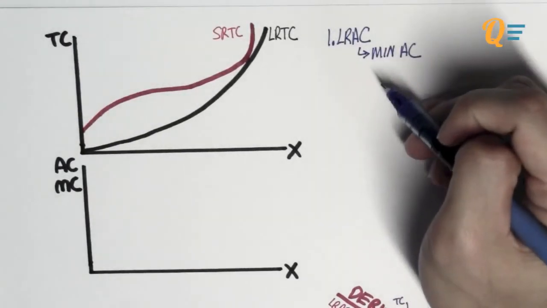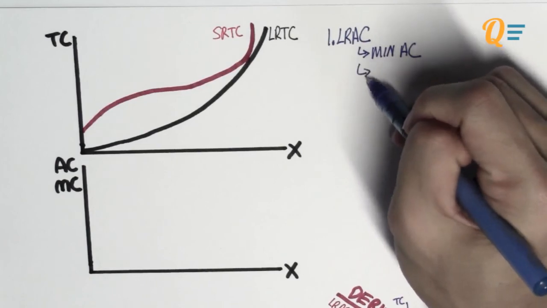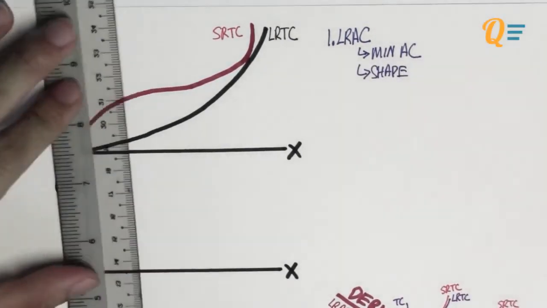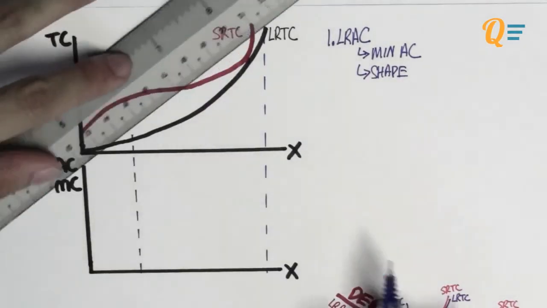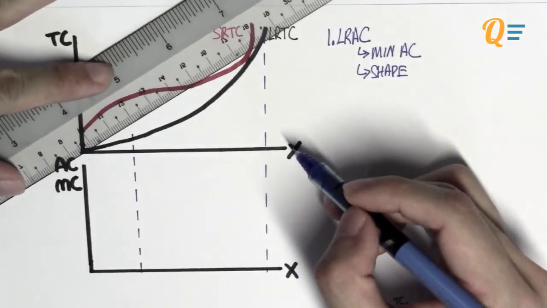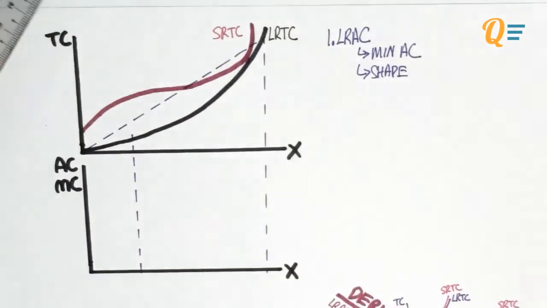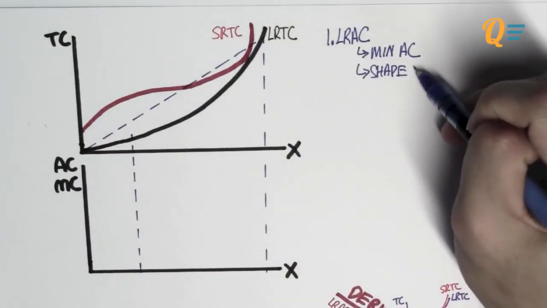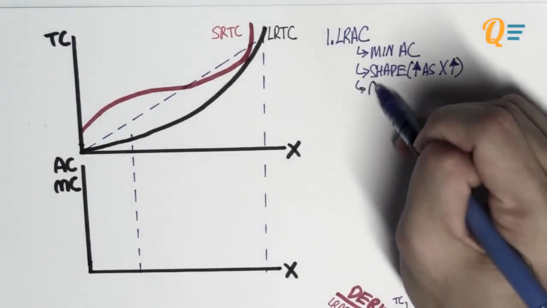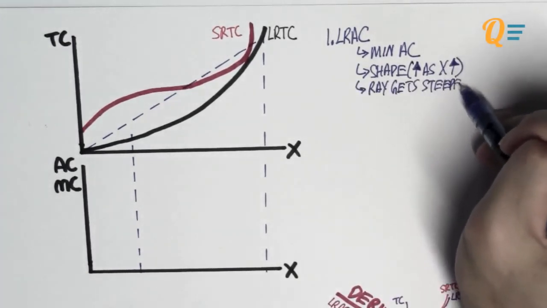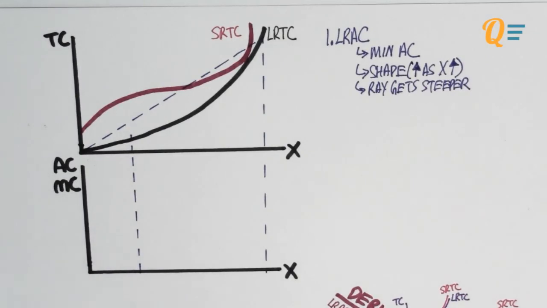So let's talk about the shape of the LRAC instead. And to identify the shape, let me just break it down into two parts. I'm going to draw one ray here and another ray there. So what you will notice is that your average cost is actually increasing as the quantity of X increases, and that is because your ray keeps getting steeper and steeper as you progress along the horizontal axis, and that is why your average cost curve for the long run is going to look exactly like this.